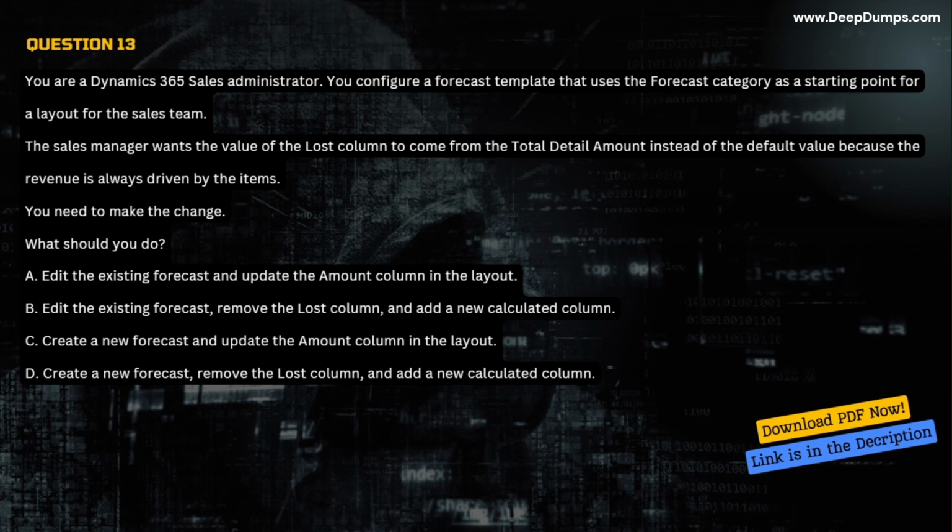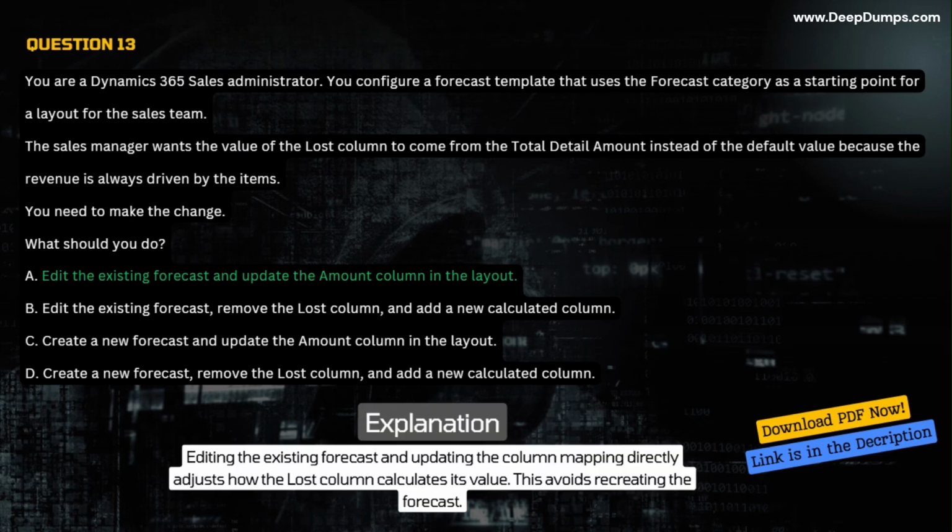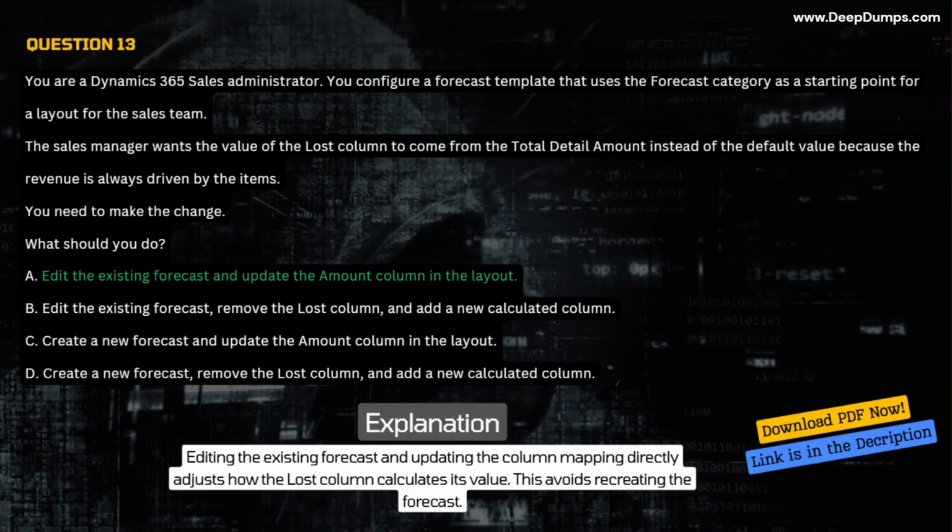Create a new forecast, remove the lost column, and add a new calculated column. Correct answer A. Edit the existing forecast and update the amount column in the layout. Explanation. Editing the existing forecast and updating the column mapping directly adjusts how the lost column calculates its value. This avoids recreating the forecast.